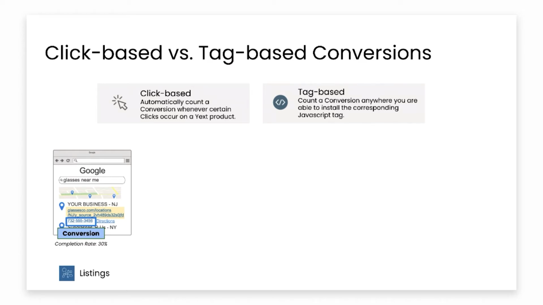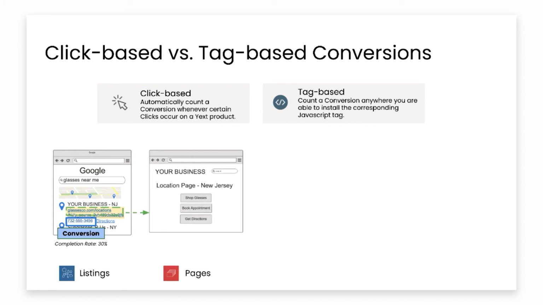This type of conversion, where you automatically count clicks on Yext products as conversions with a completion rate, is a click-based conversion. Now, some customers, instead of making a call right away, might want to check out your website first, so instead, they click on the listing's website URL. This URL leads them to a Yext location page. Here, the customer sees that they can book an appointment, but they still have a few questions, so they decide to use your website search.